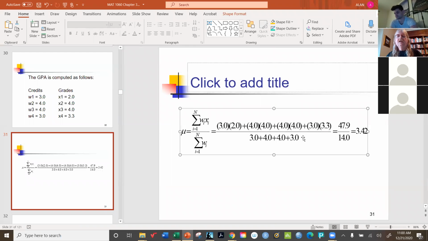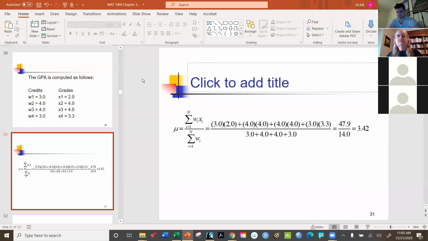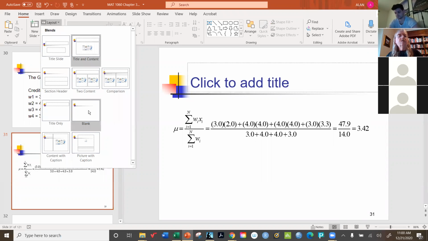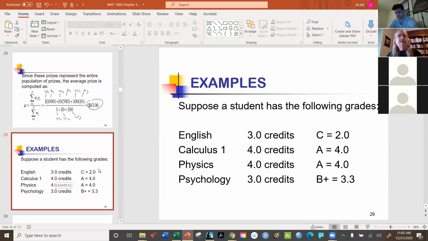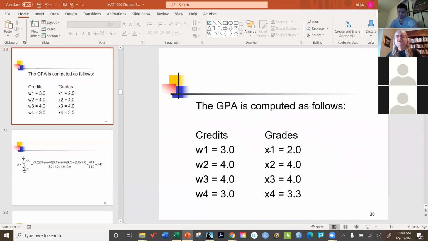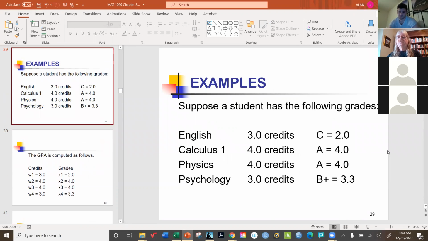Okay. If you had just added them up and divided by 4, you would have gotten something different. In other words, let's go back and see what would have happened. If I just said, all right, well, let me add these 4 grades up, 2, 4, 4, and 3.3, that adds up to 13.3 divided by 4 is 3.33.